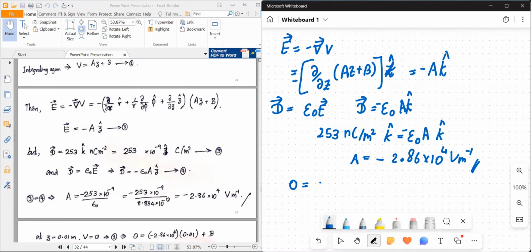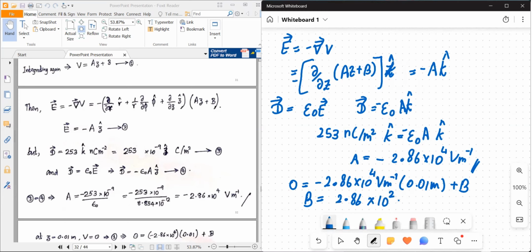Zero is equal to minus 2.86 into 10 to the power 4 volts per meter, and here 0.01 meters plus B. So B is going to be 2.86 into 10 to the power 2 volts. So it is 286 volts.